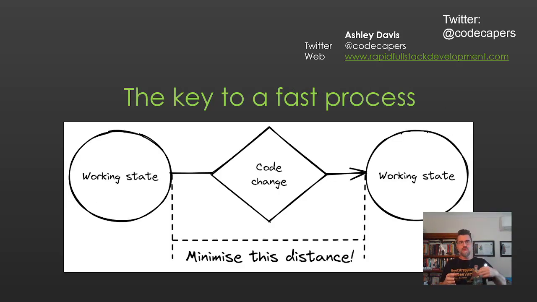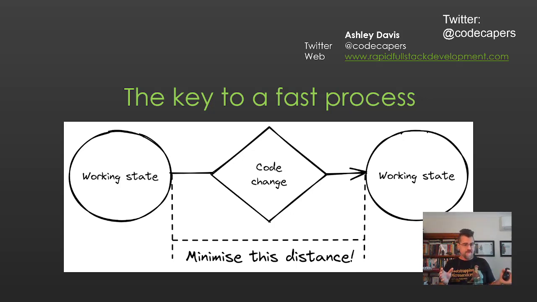With each code change, we should aim to bring the code back to a working state as quickly as possible. Working code, not broken code, is the output of your coding cycle. It's what defines the end of one cycle and the beginning of the next. So here's the key idea for speeding up your development process. To accumulate working code more quickly, we must reduce the distance between working states.